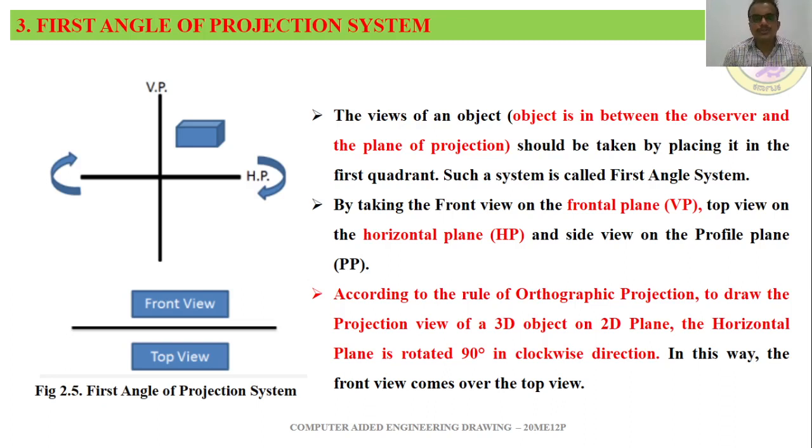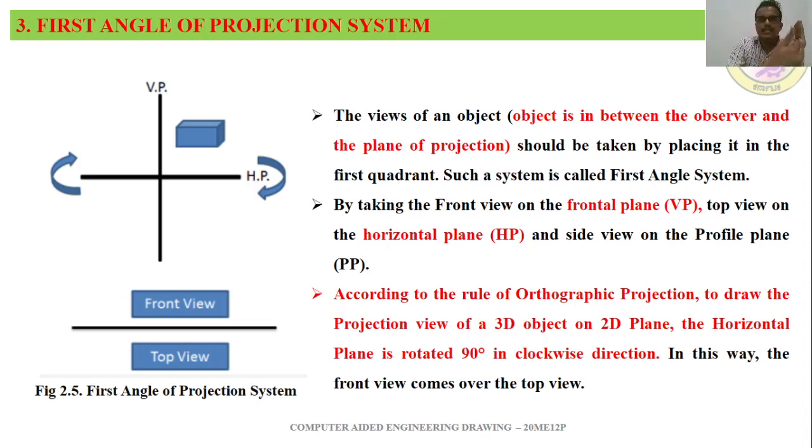According to the rule of orthographic projection, to draw the projection view of a 3D object on a 2D plane, the horizontal plane is rotated 90 degrees in the clockwise direction. So this is a new concept, I am repeating it again, kindly give your concentration. According to the rule of orthographic projection, to draw the projection view of a 3D object, that is, an object having thickness, on a 2D plane, we are drawing it. The horizontal plane is rotated 90 degrees.